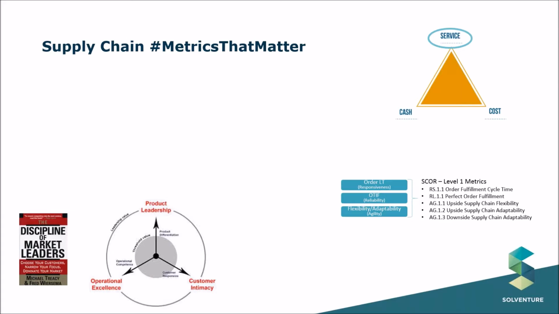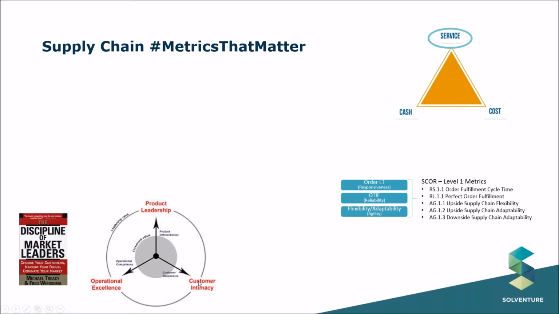So a product leader has a higher cost position, but if I look at the SCORE metrics, I don't see anything which allows me to say, well, you will be a product leader, and that will later translate in a higher cost and a higher cash. So I don't see that.